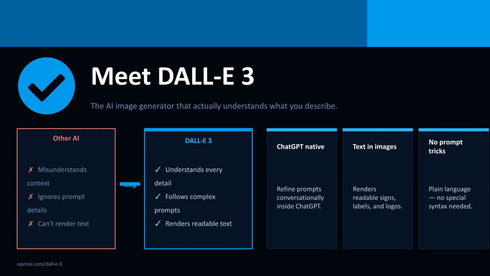Meet DALL-E 3, the AI image generator that actually understands what you describe. Unlike other AI, DALL-E 3 understands every detail, follows complex prompts, and renders readable text. It's also native to ChatGPT and requires no special prompt syntax.